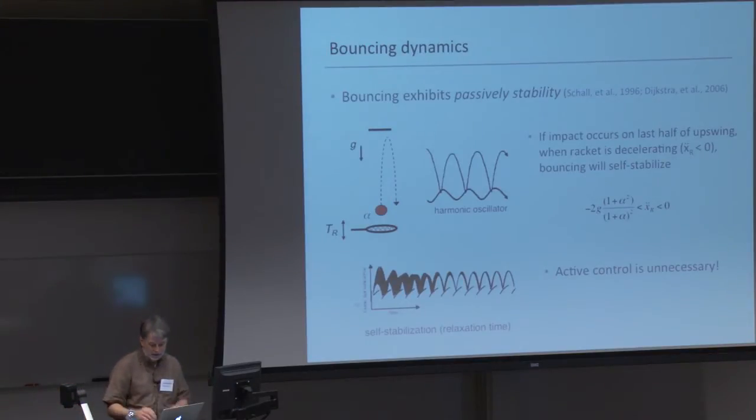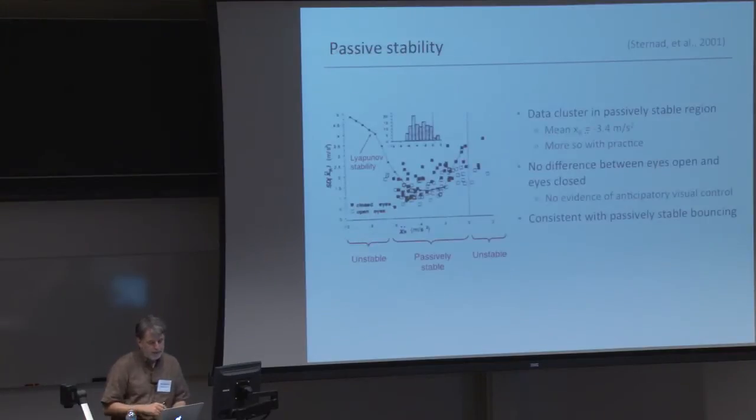We can just take advantage of the passive dynamics. And she even produced some data on this. So this is a 2001 paper. This is the impact acceleration, and this is the variation, the standard deviation of the impact acceleration.